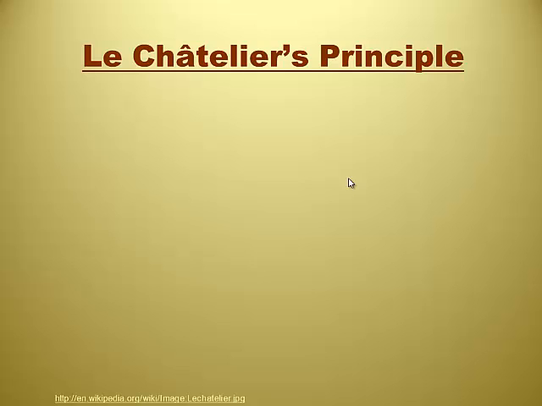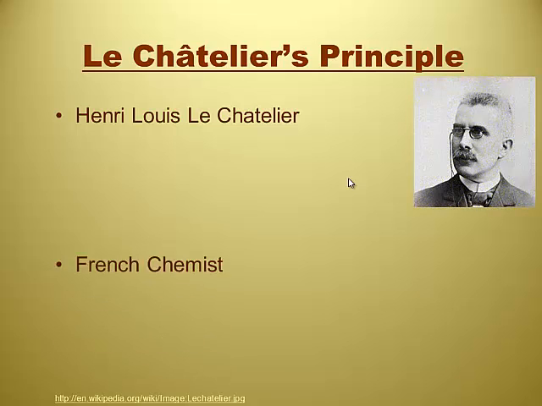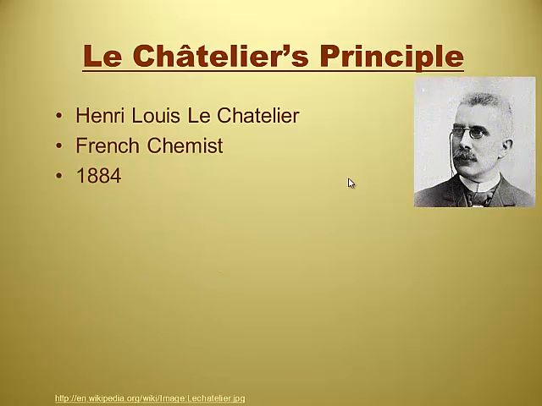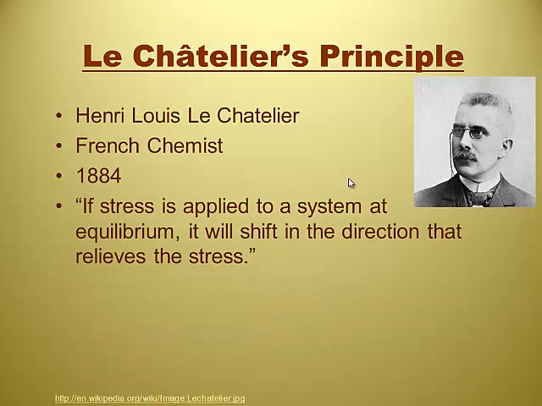So Le Châtelier. We're going to spend a little time in France. Henri Louis Le Châtelier. Okay, so there's a picture of the gentleman. He's a French chemist who, in or about 1884, found that if stress is applied to a system at equilibrium, it will shift in one direction that relieves this stress.